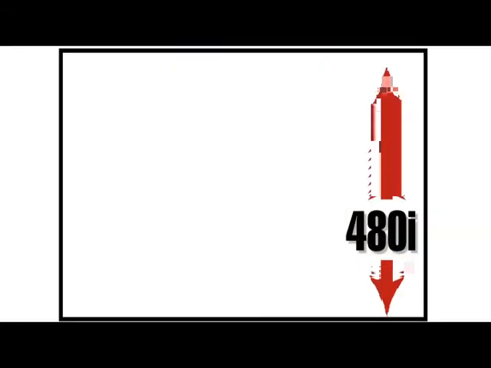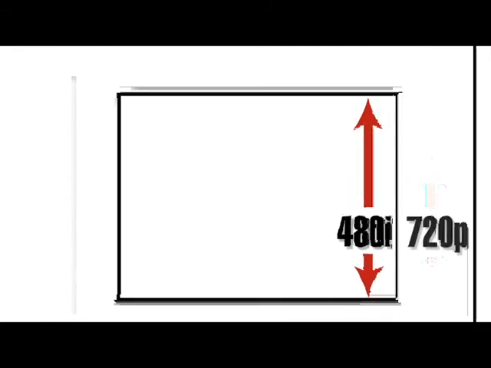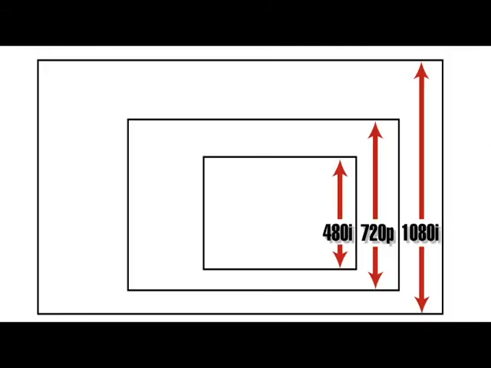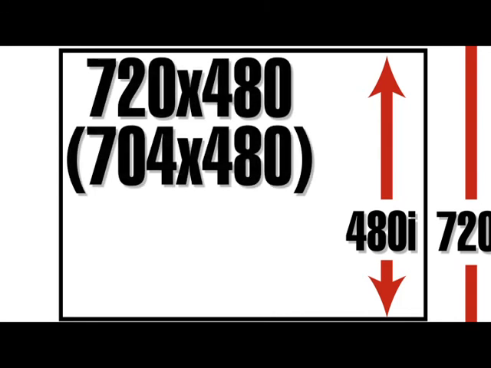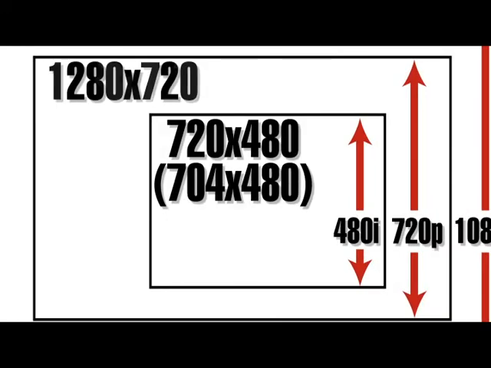480i has a resolution of 720 by 480, 720p has a resolution of 1280 by 720, and 1080i has a resolution of 1920 by 1080. We'll discuss what the I's and P's mean in just a second.